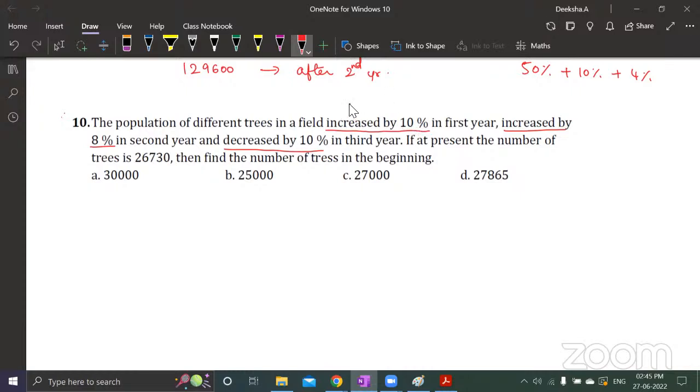Increasing by 10% means 1 plus 0.1, which gives you 1.1. Increasing by 8% means 1 plus, don't take 0.8. 0.8 is an 80% increase. It is 8%, right? So take 0.08, which is 1.08. And decreasing by 10% is 1 minus 0.1, which is 0.9. Now I have found 3 percentage factors: 1.1, which is the first year's change, 1.08, which is the second year's change, and 0.9, which is the third year's change.